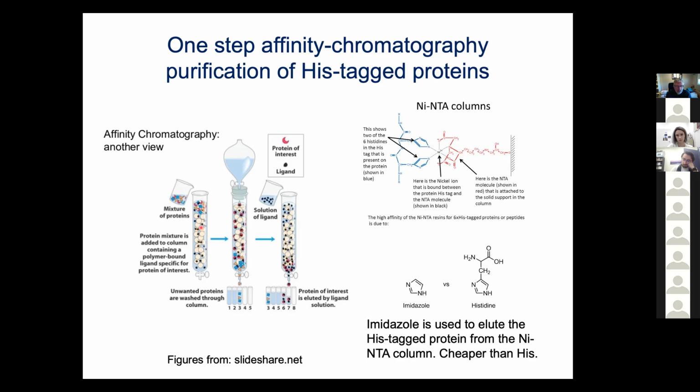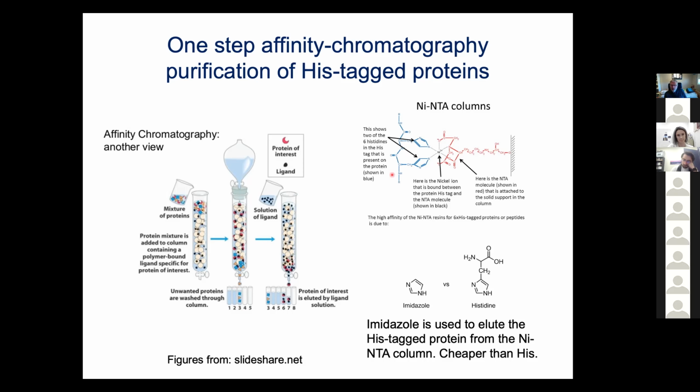And so the his tag will bind your protein of interest to the column. All these other proteins come through and are washed away. Now your protein is stuck on the column. You see that here. Protein is stuck on the column. We've got to get it off.